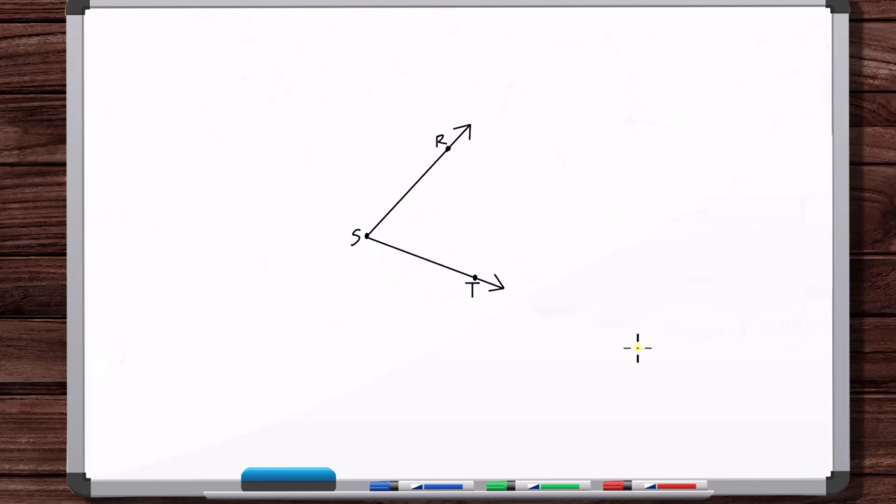Okay, so first, we're given this angle RST, and we want to construct an angle that's congruent to this angle. So what we're first going to do is draw a line segment at any orientation, or draw a ray. This is going to be one side of the congruent angle, and there's going to be the vertex. So let's say the congruent angle is going to be in PQ, so this will be P. We have angle RST, and we want to construct the congruent angle in PQ.